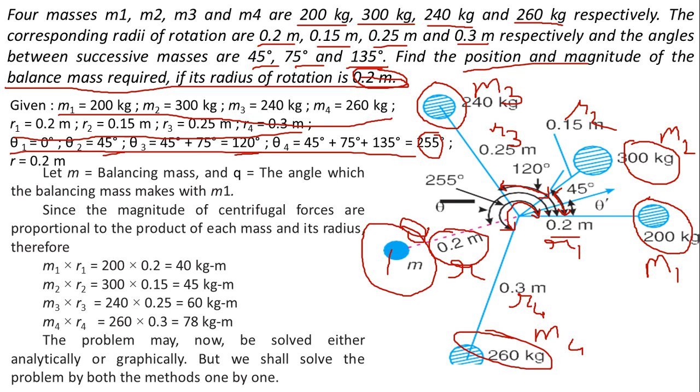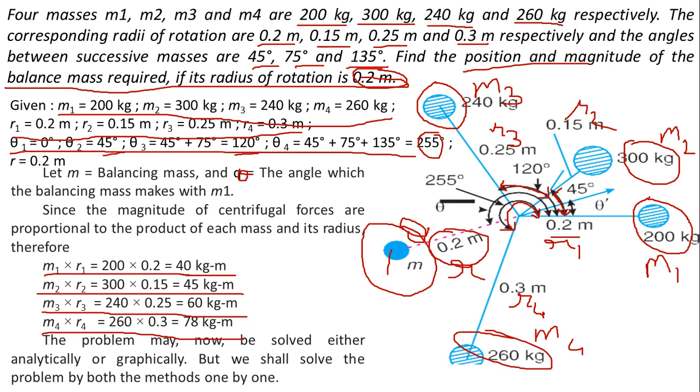So first you need to take the values of m1 into r1, m2 into r2, m3 into r3 and m4 into r4. So correspondingly you take the theta. So m1 into r1 is 200 into 0.2, you get 40. m2 into r2, 300 into 0.15, you get 45. m3 into r3 you get 60. m4 into r4 you get 78.